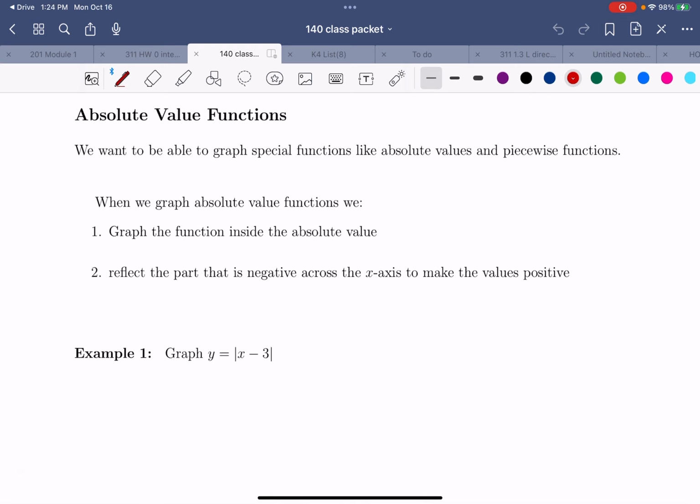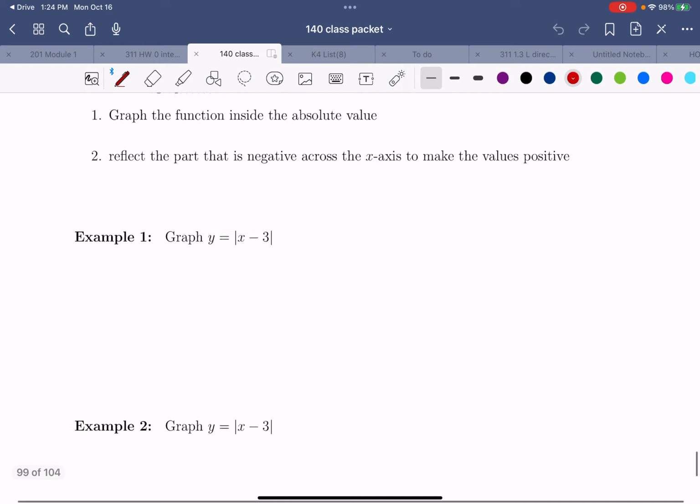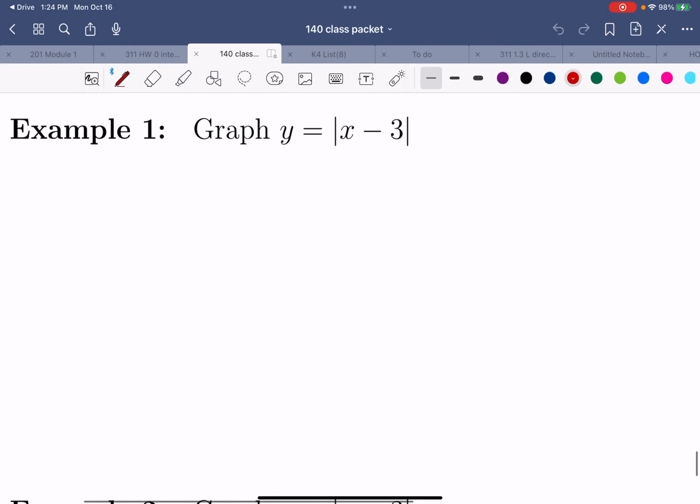So with absolute values, what we want to do is graph our function as if there were no absolute values, okay? And then we're going to reflect the part that is negative across the x-axis to make the values positive. So for example, here in number 1, we have y equals absolute value of x minus 3. Now, if we take away the absolute value, that's y equals x minus 3.